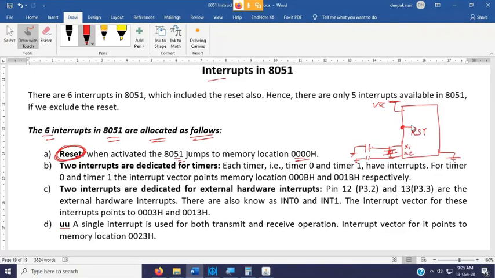Let me check. I believe in 8051 we have to keep this particular pin always low. When we provide high, this becomes reset. So we should not provide it high in any case. Let me check, just give me a second. I cannot see in the book right now. Let me check in Google.